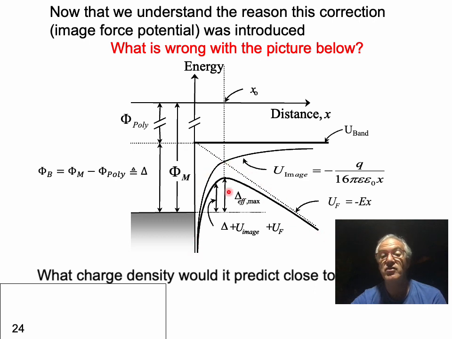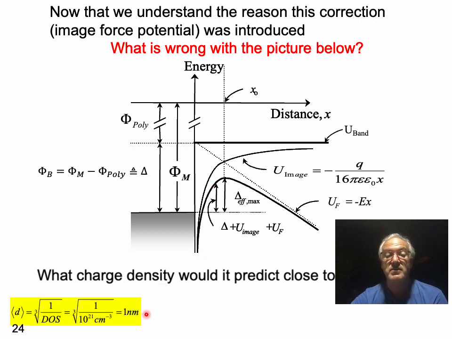And if the full density of states here could be 10 to the 21 maybe, then of course this is a range of 1 nanometer. And again, it means that beyond 1 nanometer, the whole picture of the image force doesn't hold anymore. So really, one should use the image force potential with care. And remember that it is mainly useful when we have a high injection barrier and the charge density is low.